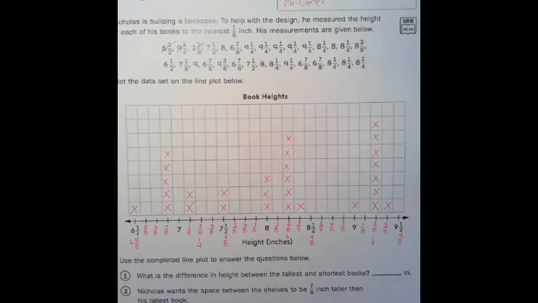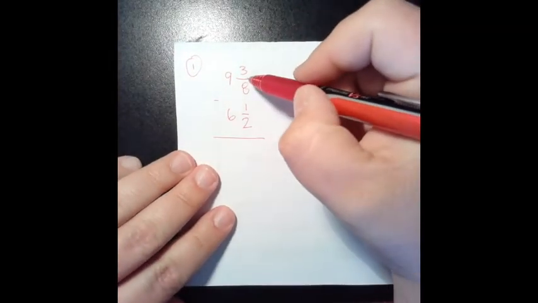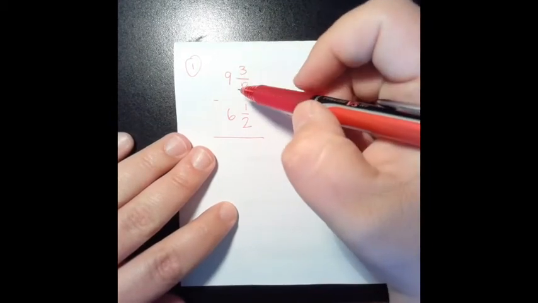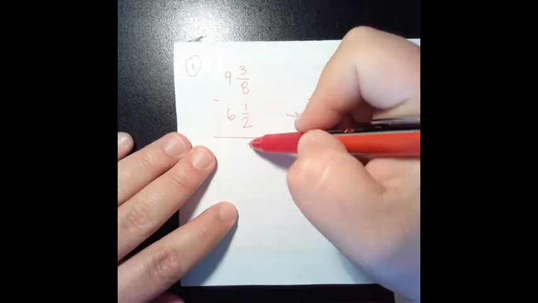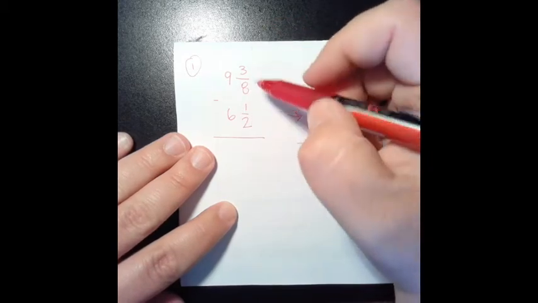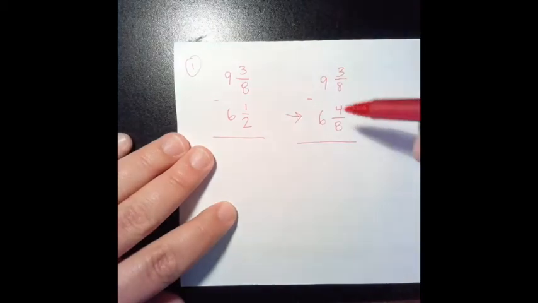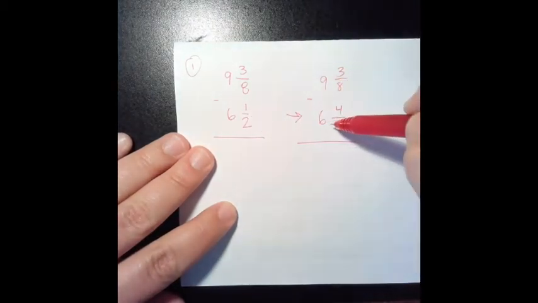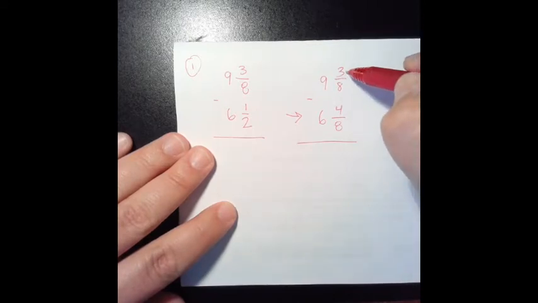Okay, so what we need to do, I want to stack it up here on this page. So 9 and 3/8 is our largest, or our tallest book, and we need to subtract our shortest book, which is 6.5. Now we notice that we don't have the same denominator here. So I had to convert that 6.5 to 6 and 4/8, and now that'll make it easier for us to subtract.